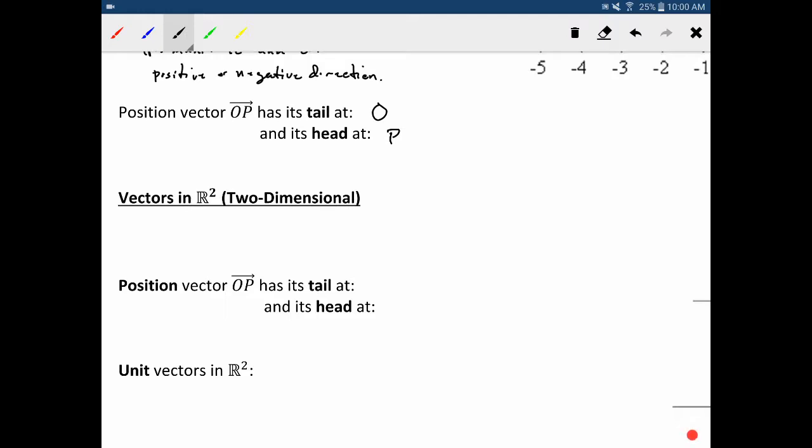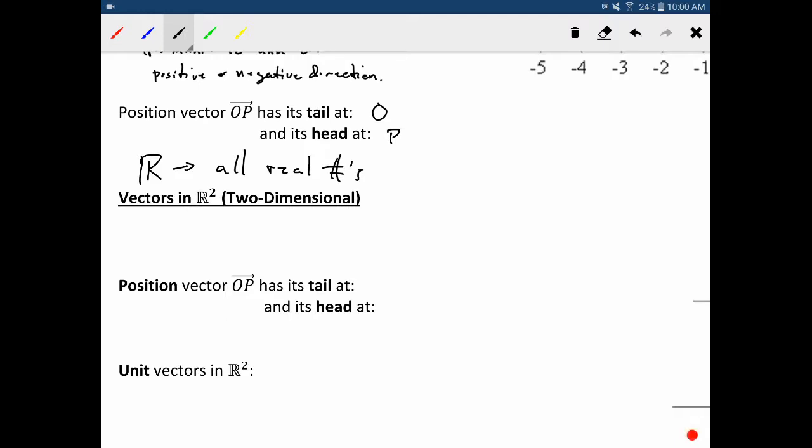Before we get into any more, it is worth noting that when we talk about R, this is just all real numbers, which you should have talked about in previous courses. That's why we call it R1, R2, R3, because each of these dimensions can have any real number as their magnitude.